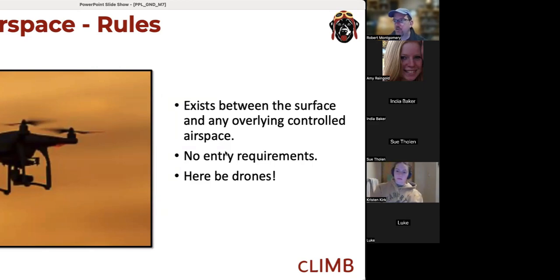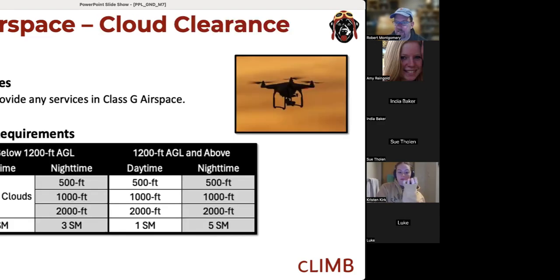There are no entry requirements at all. You are allowed to fly in Class G airspace. Good luck, have a good time. You can fly IFR in this airspace and not have a clearance. You can fly VFR and not have any separation or anything along those lines. It has insanely complicated and insanely permissive cloud clearance requirements. They're not for us.